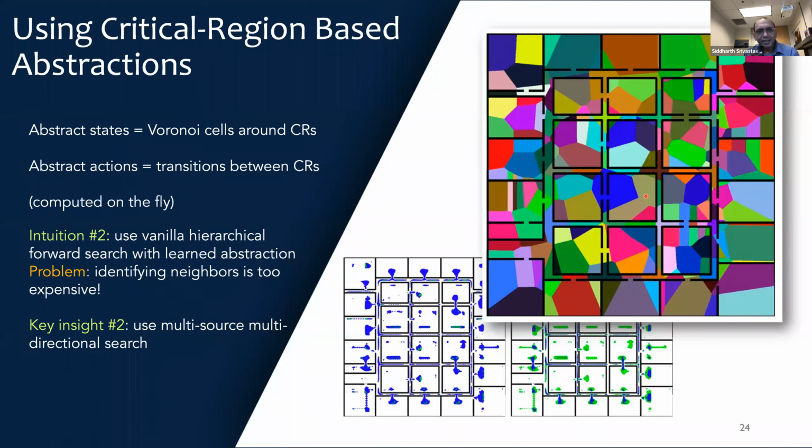And that's an interesting idea. It works here because we're getting these critical region predictions. It normally doesn't work because it's very hard to predict what states are going to be close to a path from your start to the goal. But here we're getting these predictions, so we can do that.